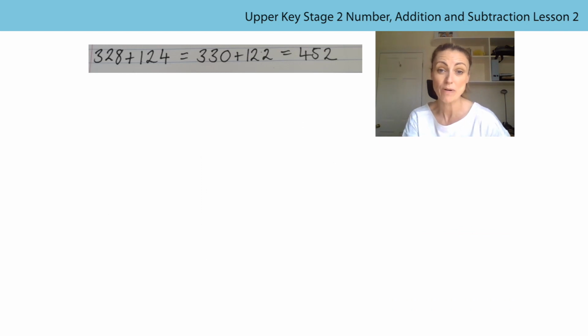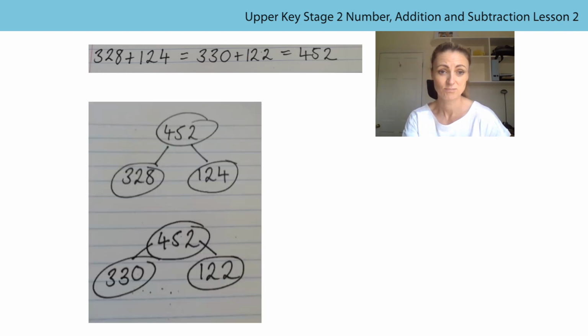So, what does your representation of the calculation look like? You might have drawn two-part whole diagrams like I did, which is here. So here I've got my original calculation, my addend of 328, my addend of 124, which is represented here, and then my sum or total of 452, which I can see represented here. And then below I've got my redistributed calculation with my addend and my sum, and that is represented here.